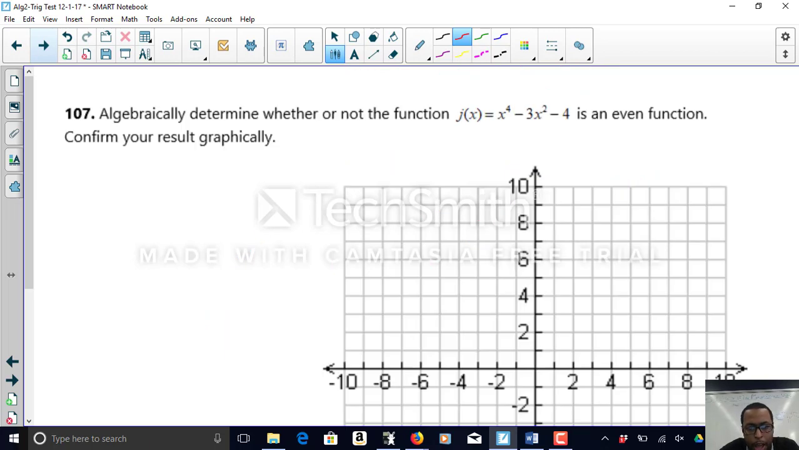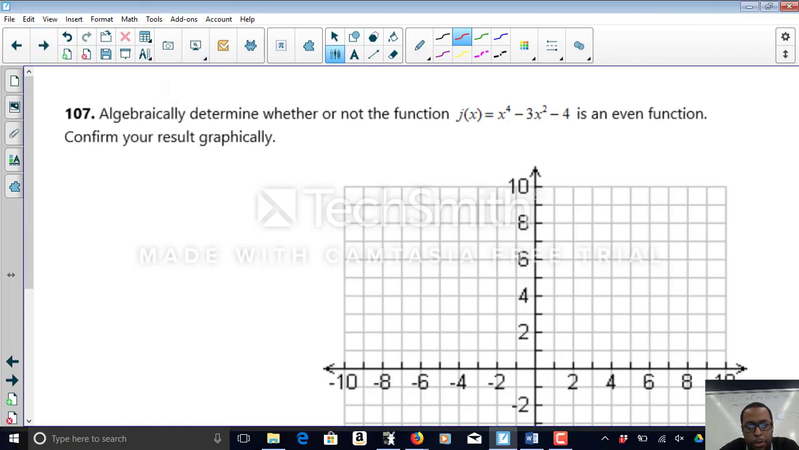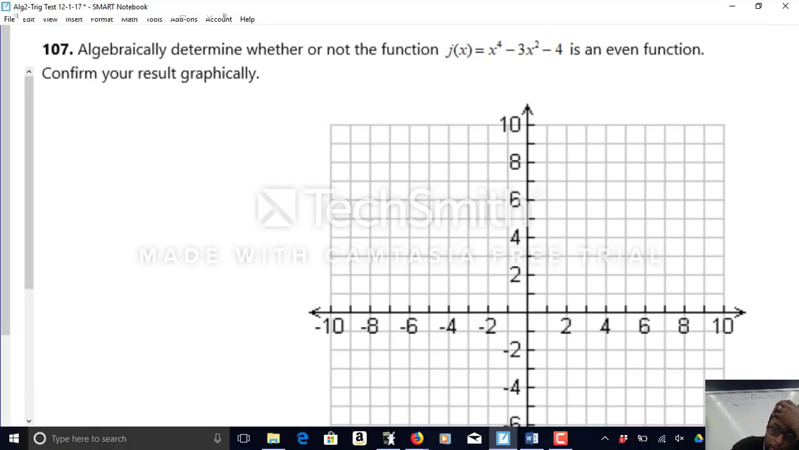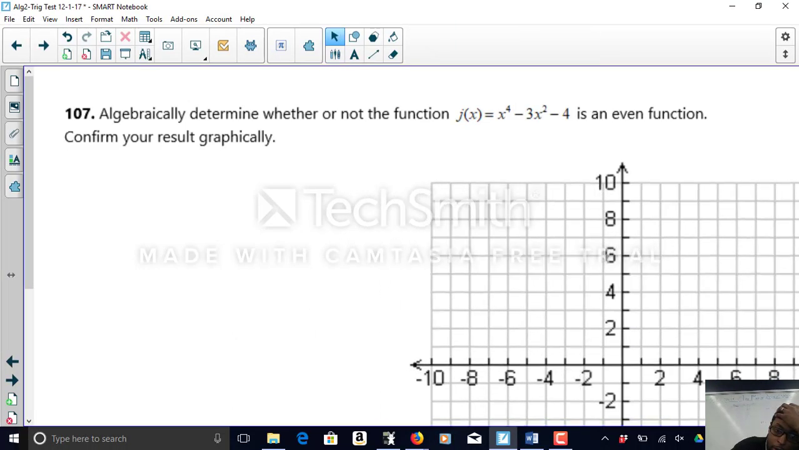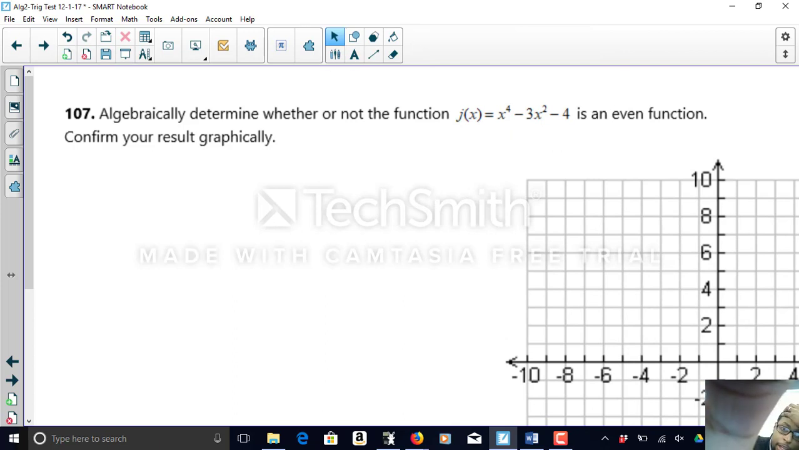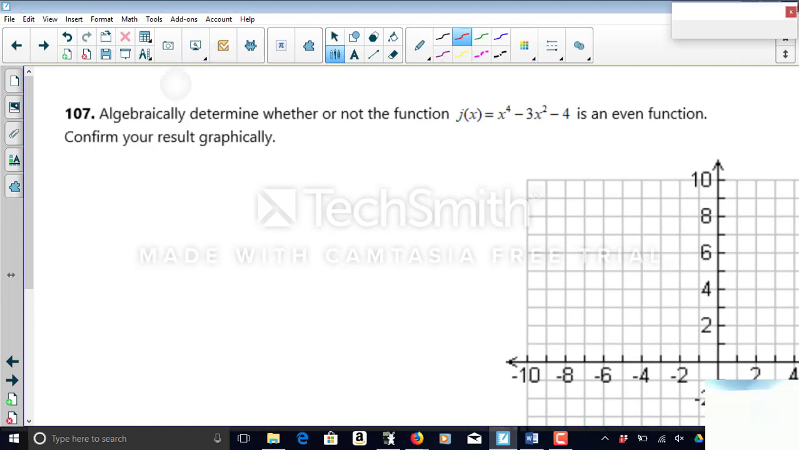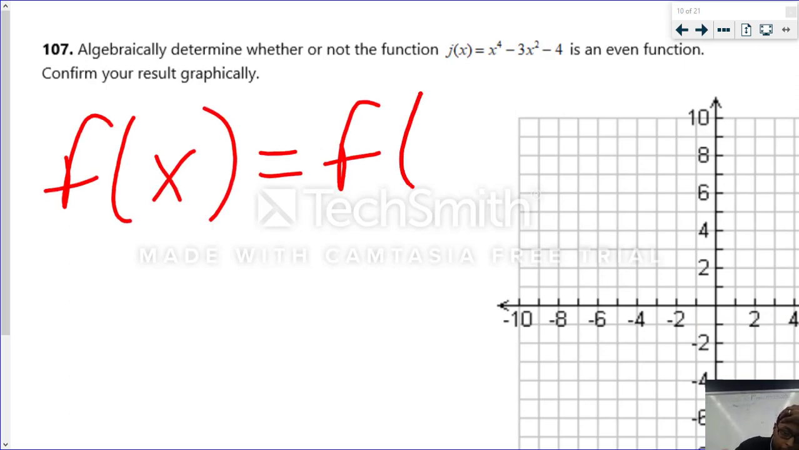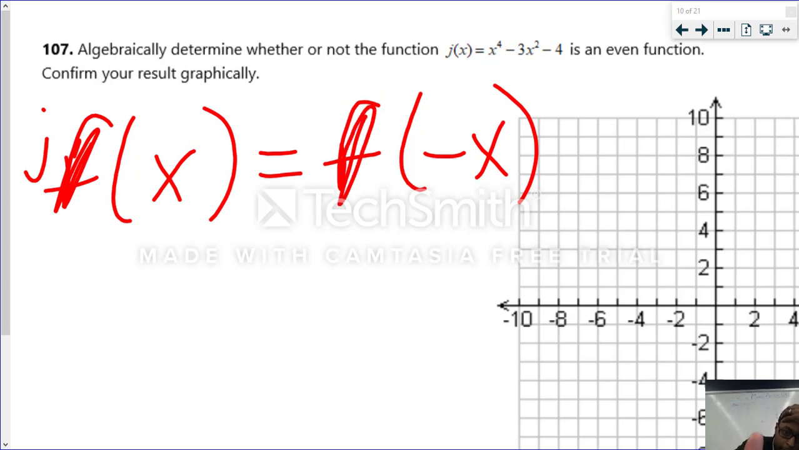Algebraically, determine whether or not the function is an even function. You can confirm your results by graphing. So, how do we do this algebraically? And again, we talked about this, and I'll move the graph to the side for a second. In order to confirm this algebraically, just remember that the function has to equal the same function if you make it negative. In this case, it says j, so j of x has to equal j of negative x.